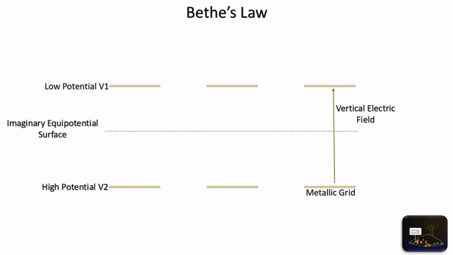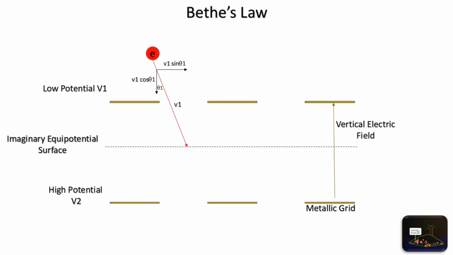To make the electron travel between varying potentials, consider two metal grids with two different potentials, V1 and V2, such that V2 is greater than V1. Thus, when an electron is inserted from the top gap, it travels from low potential to high potential.